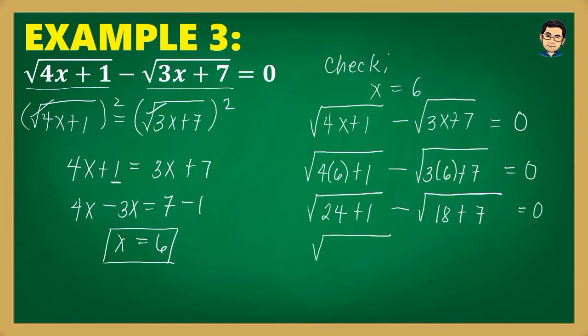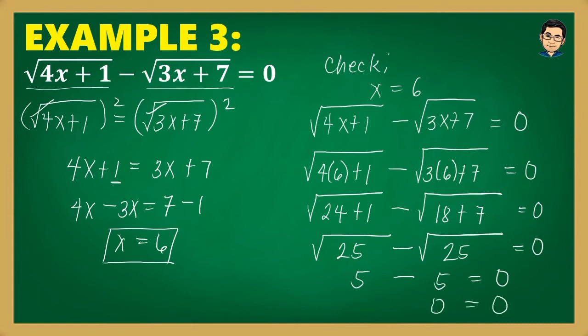So 24 plus 1 is 25 minus 18 plus 7 is also 25 equals 0. Square root of 25 is 5 minus square root of 25 is 5 also equals 0. So 5 minus 5 is 0 equals 0. So yung solution natin dito sa radical equation na ito is x equals 6. As you can see, upon checking, equal both sides sila. So x is equal to 6 is correct.